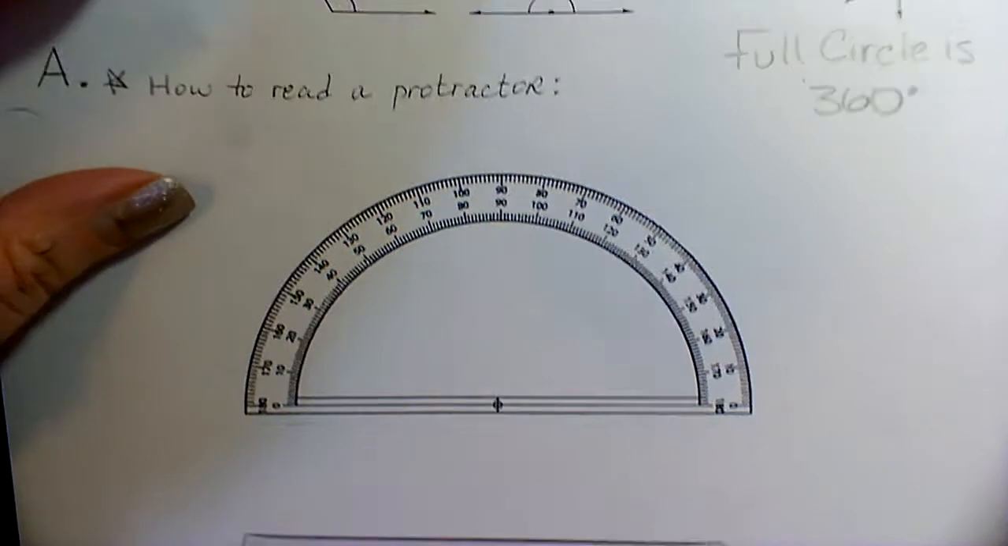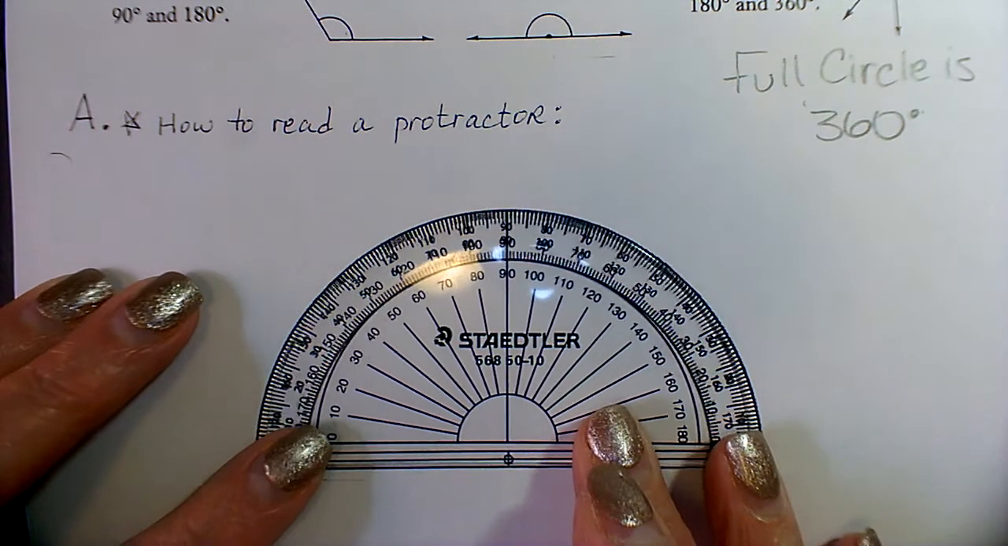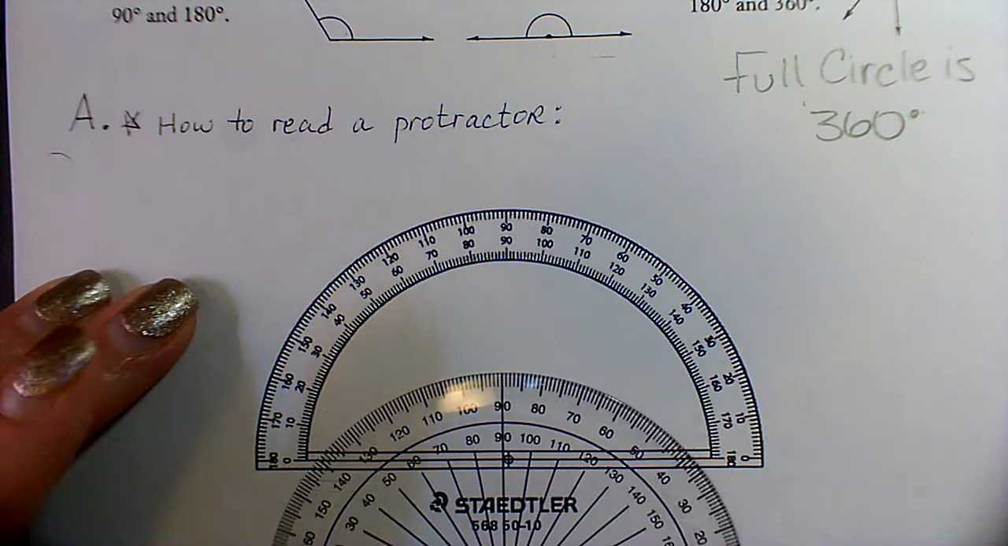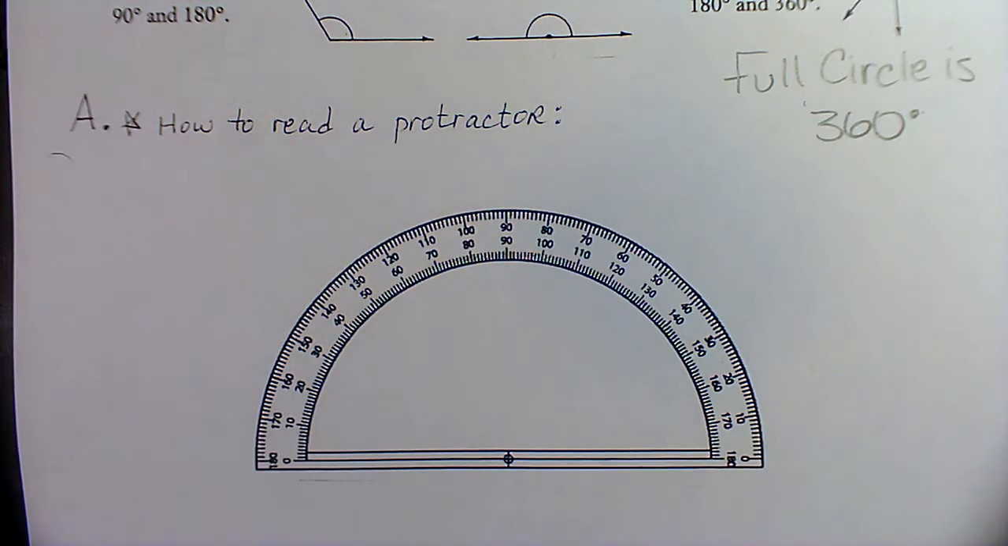So on your protractor, it may look like this. It actually may even look like that on top of it. See how they look almost identical to each other. Some have lines in the middle, some don't. All right. I chose this one just because I could easily write on it.